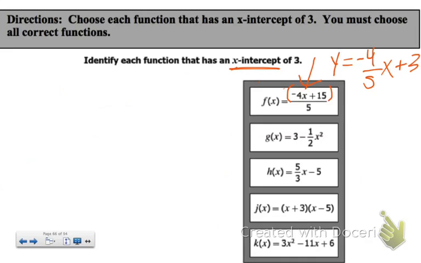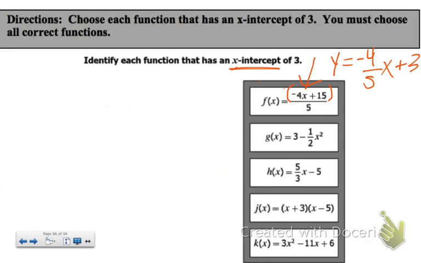Okay, now the second one, again, that is a quadratic function. That one's going to be a little hard to factor. We could use the quadratic formula, but if you graph it, you'll see that it does not go through the x-axis at 3, so we're not going to click that one either.